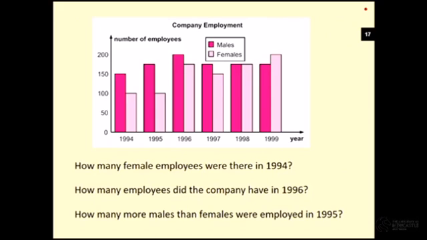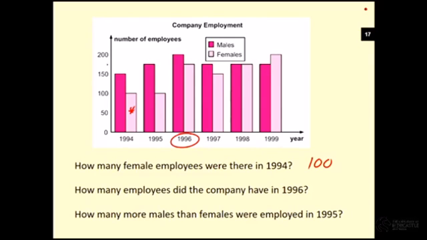How many female employees were there in 1994? So instantly it said female, so I only care about the light pink. It said 1994, so this is clearly what it's referring to, and we're up to 100. Okay, I'll just check that I read it right. 100 female employees in 94, all good. How many employees did the company have in 96? It's segregating 96, but it didn't say female. So I could fall in the trap of thinking, oh, it's just this again.